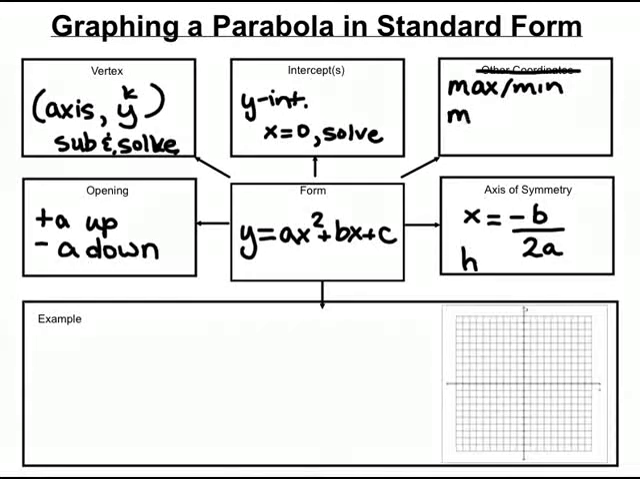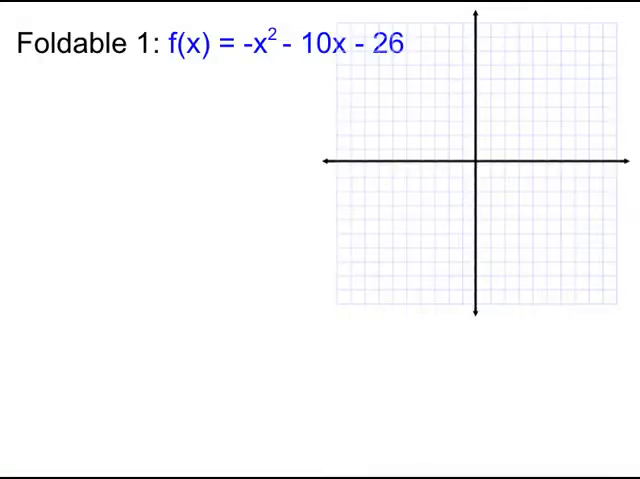Remember, it has a maximum if a is negative. It has a minimum if a is positive. And it's whatever that k value is that we calculate. So that should complete your graphic organizer for all the different parts we know right now. Now we're going to put in an example.